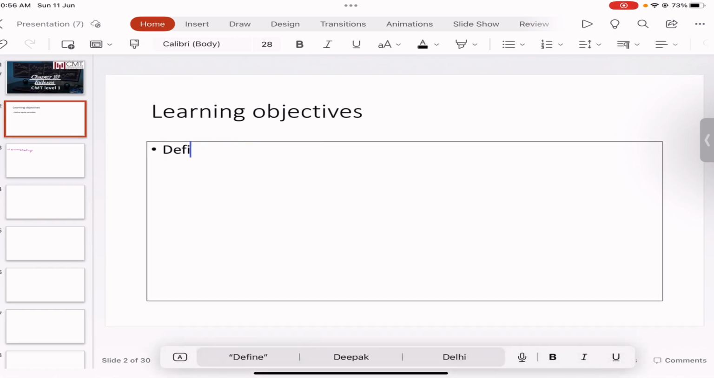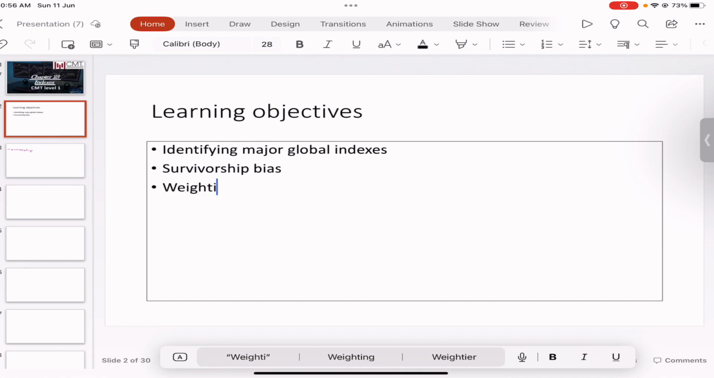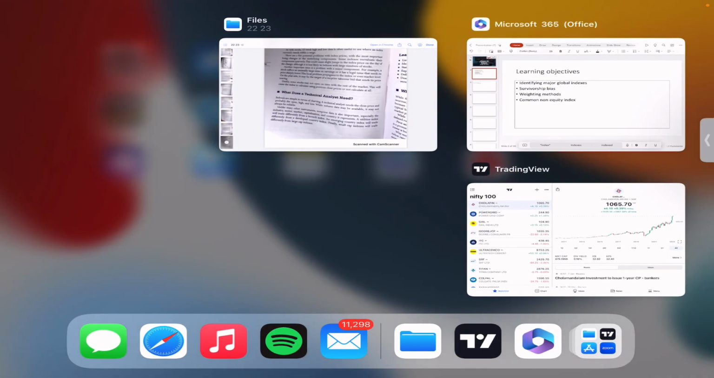The learning objectives. First we'll be identifying major global indexes, and then we'll also talk about survivorship bias. We'll also be discussing the weighting methods. What do I mean by weighting methods? Basically, how is the index measured and how is it given a value? How is it weighed? What are the methods used in calculating the weights of the indices? That is the third thing we'll be studying. And the last thing is common non-equity indexes. There are more indices in the world which do not consist of equities but other things. So we'll also be studying those kinds of indices.